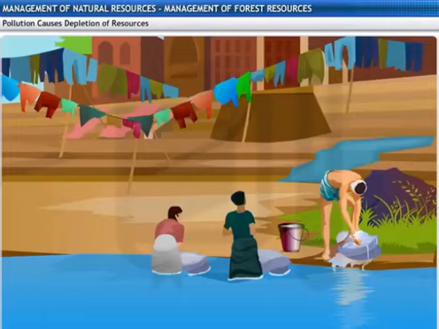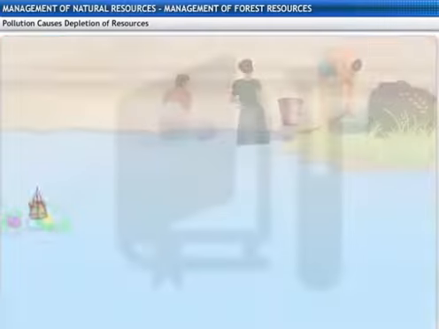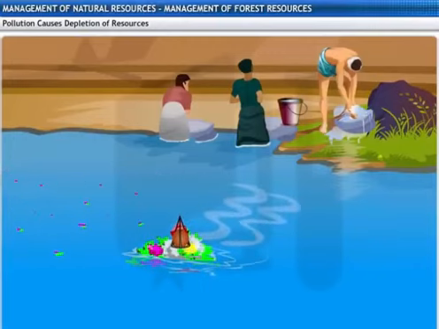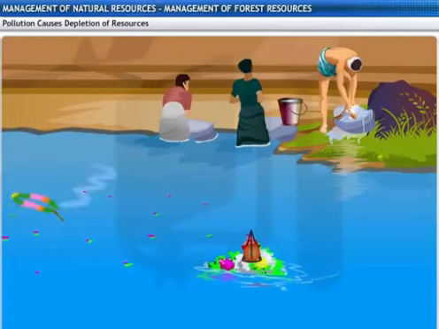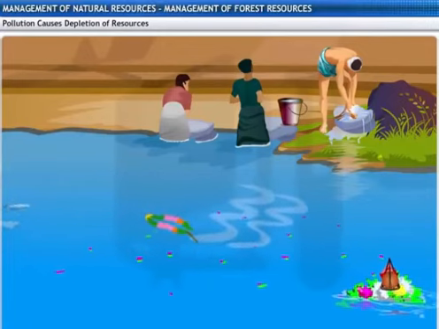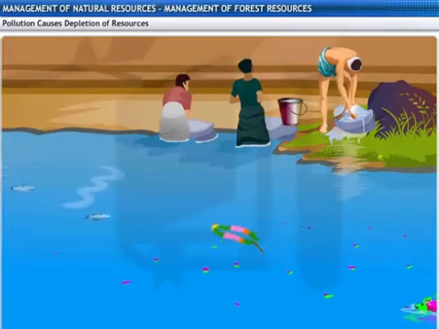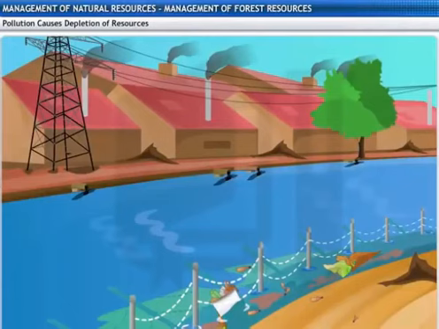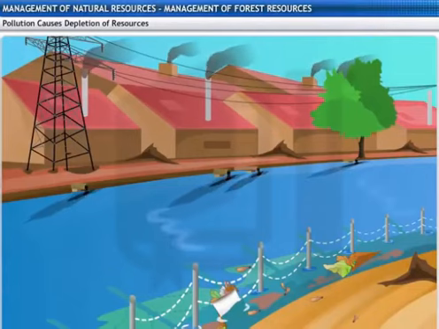In addition, human activities like bathing, washing of clothes, and immersion of ashes or unburnt corpses contribute to the pollution of the Ganges. The toxicity created in the water by these activities kills aquatic fauna. Even industries cause pollution because of the large amount of slag which is discarded as a byproduct of industries.